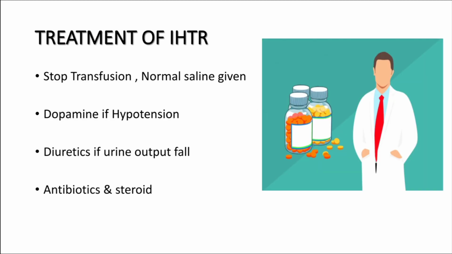All right. Now, how will you treat such immediate hemolytic transfusion reaction? So obviously, stop the transfusion, check for clerical technical error, and find out the underlying cause for development of IHDR. Then you will give the normal saline. If the blood pressure is falling, then dopamine is to be given. Suppose you don't have urine output because of multi-organ dysfunction, then diuretic drug might be needed. And suppose the bacterial contamination is the underlying cause, then antibiotics is needed to combat the bacterial infection.